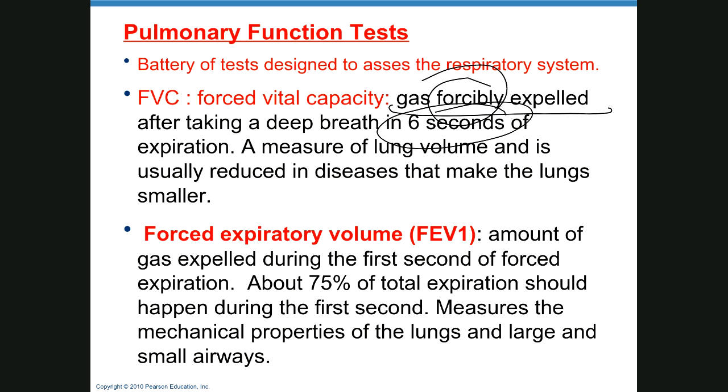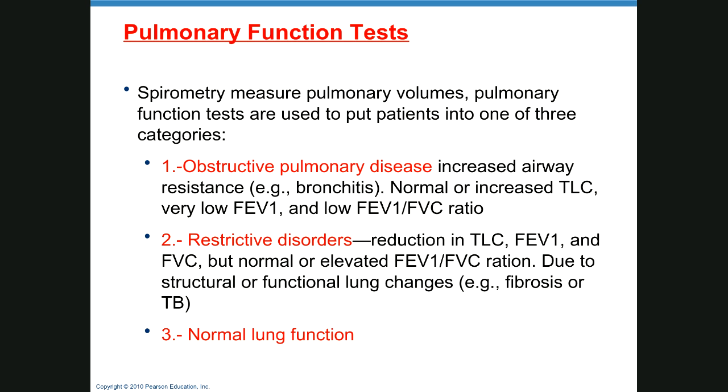Forced expiratory volume 1 measures the amount of air breathed out in the first second of forced expiration. The first second is when we breathe out most of the air. So what this is measuring is the conduits and how well the conduits are allowing us to breathe out. So pulmonary function tests can put a patient into one of three categories. The patient may have normal lung function, or an obstructive pulmonary disease or a restrictive pulmonary disease.